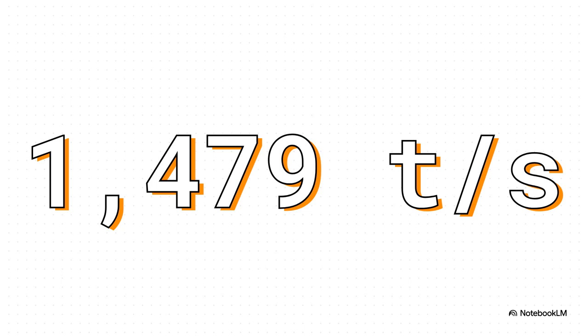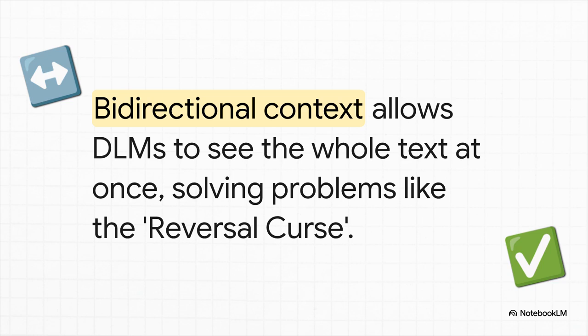This parallel processing is a massive accelerator. Get this, Google's Gemini Diffusion clocks in at almost 1,500 tokens per second. That is a staggering 5 times faster than similar autoregressive models. That's a huge deal. Okay, next up, context.